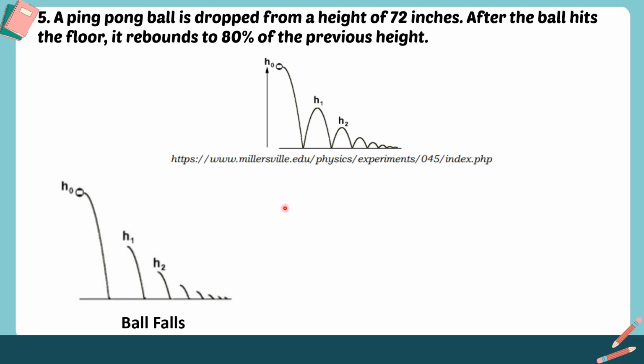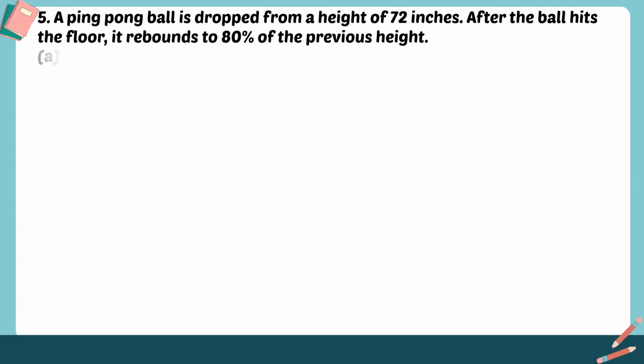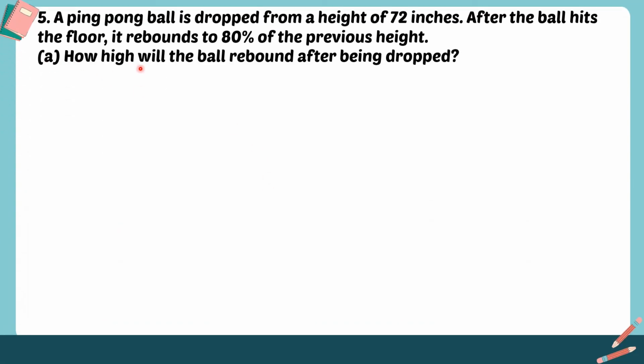So, kung i-analyze natin, dalawa yung magiging height. Isang height kapag bumabagsak yung bola at saka height ulit kapag nagba-bounce back na siya or nagre-rebound up na siya. So, dalawa yung height natin. May height tayo na pabagsak at may height tayo na pataas. So, from that, we need to find how high will the ball rebound after being dropped.